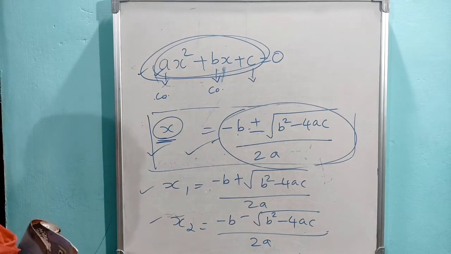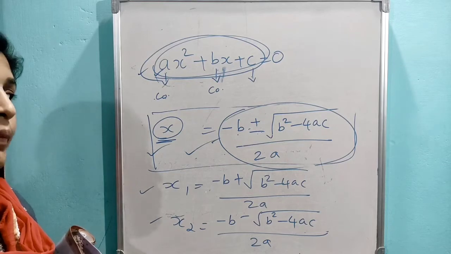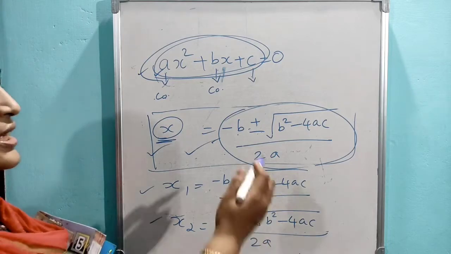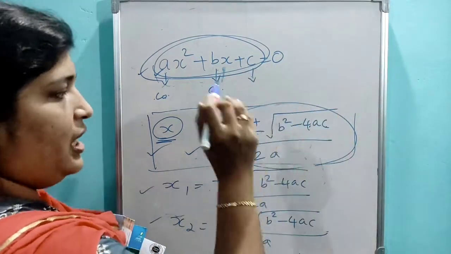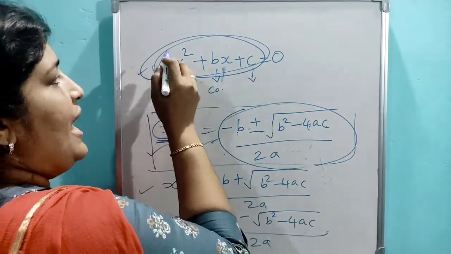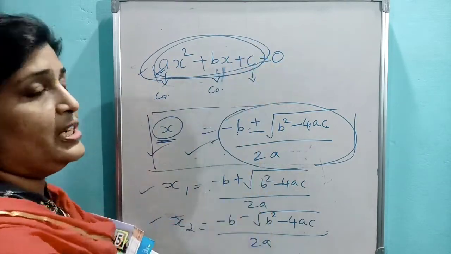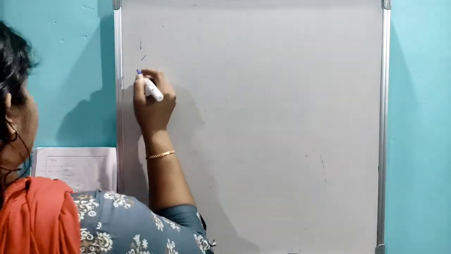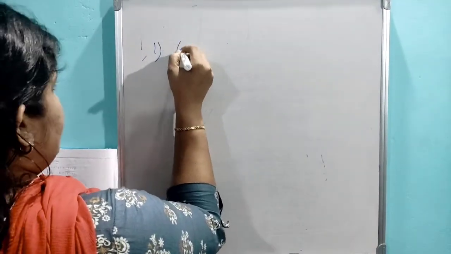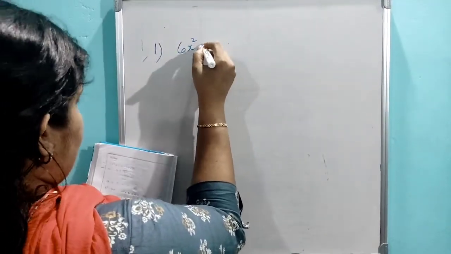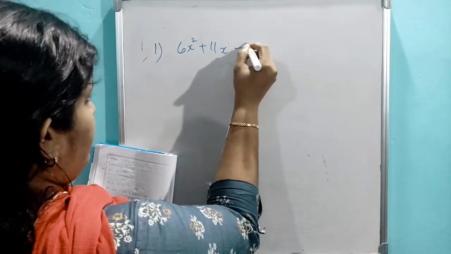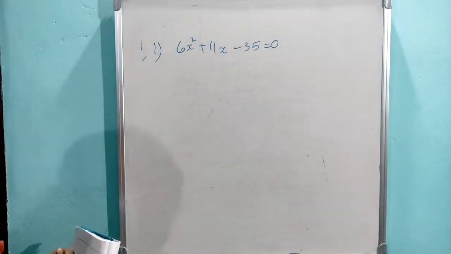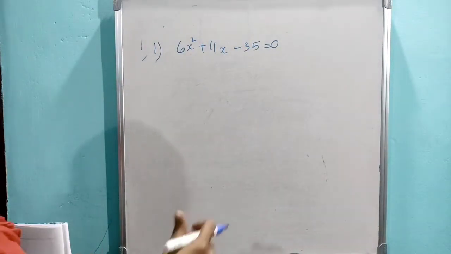Okay, the general second degree equation solution is x equals minus b plus or minus root b square minus 4ac by 2a, where b, a and c are the coefficients of x square, x and the constant term respectively. So let us do the problem. First one: 6x square plus 11x minus 35 is equal to 0. So this is our equation. How do we solve this?